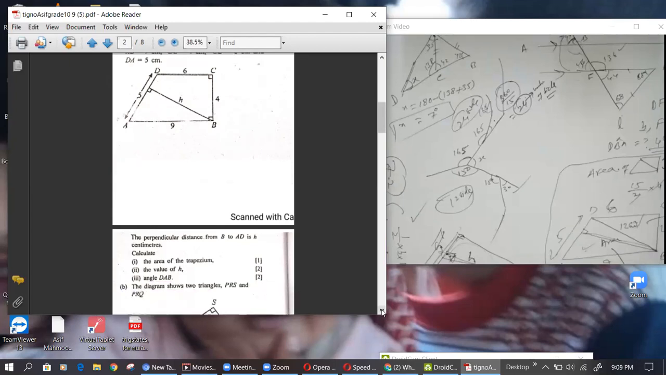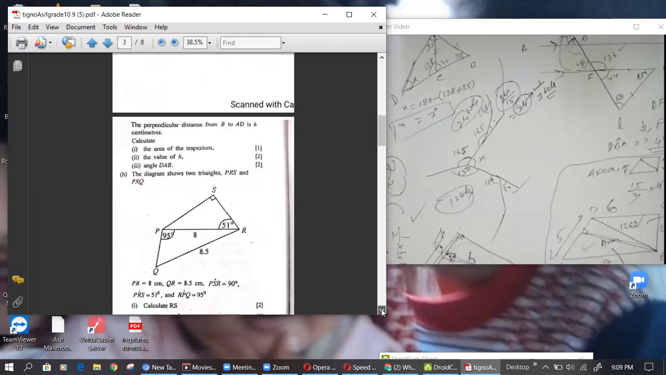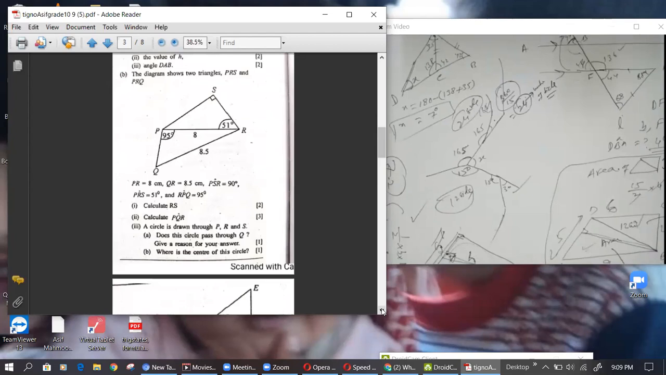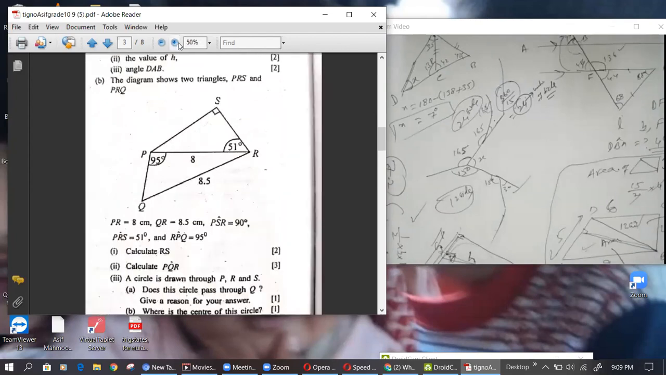In the B part, see this question. Two triangles are given. In the two triangles, what do we need to do? First, see what you need to find. Calculate RS. Now you can use SOH CAH TOA, right? RS is what? Adjacent, base or hypotenuse? Which will you use for RS?